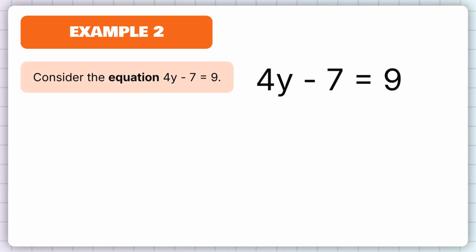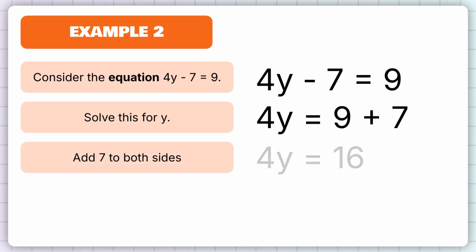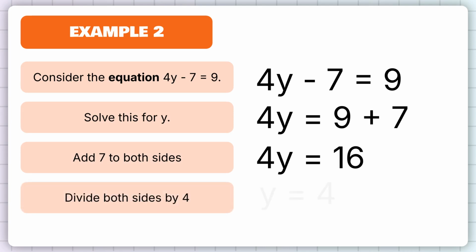Finally, let's work with an equation to solve for a specific variable. Consider the equation 4y minus 7 equals 9. To solve for y, we first add 7 to both sides to get 4y equals 16. Then we divide by 4 to find y equals 4. By practicing these examples, we can clearly see the differences and similarities between variables, expressions, and identities. Keep working on similar problems to strengthen your understanding of these fundamental concepts in algebra.